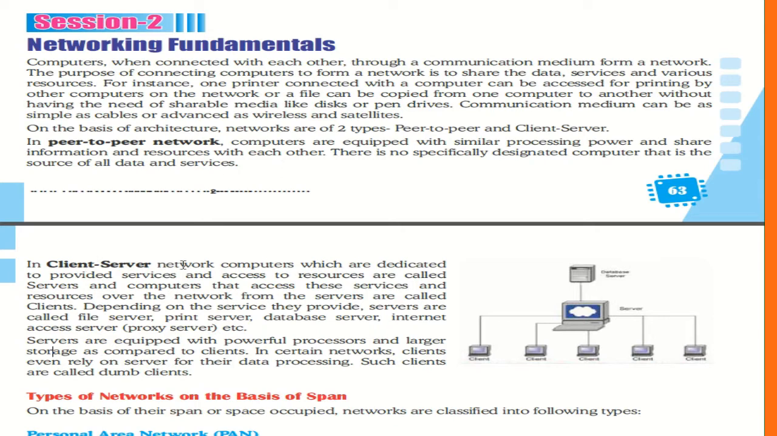Next, client to server. You can see the picture over here. Computers which are dedicated to providing services and access to resources are called servers, and computers that access these services and resources over the network from the server are called clients. Depending on the services they provide, servers are called file server, print server, database server, internet access server. Whatever service we give, that type of server is used, like a file server for file serving.